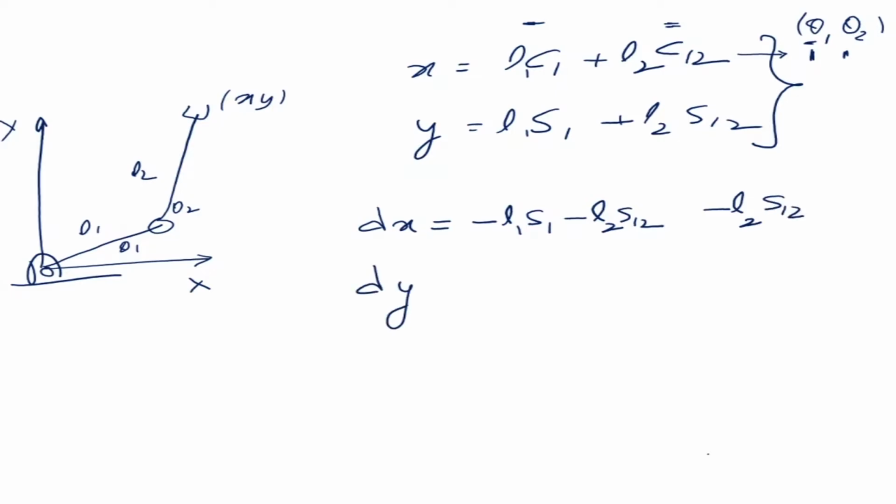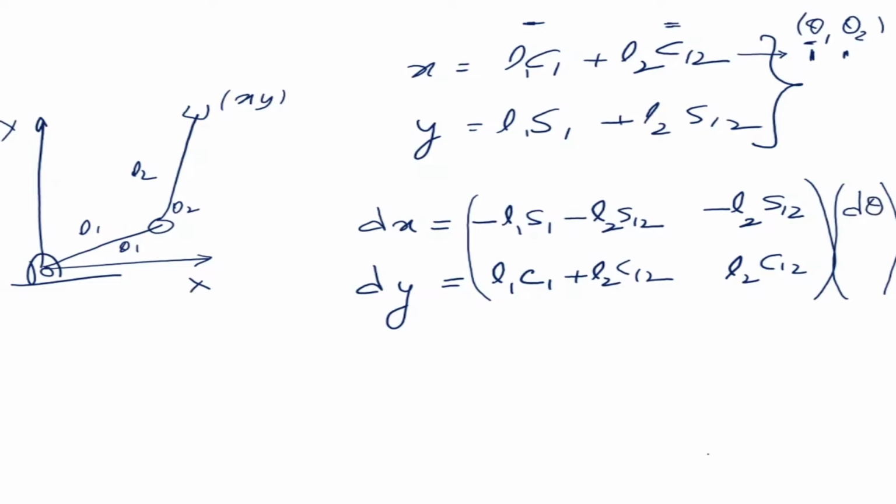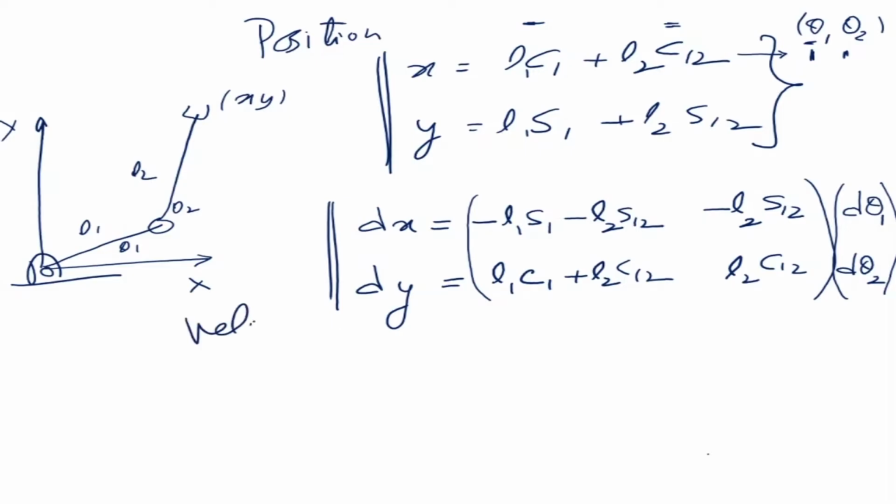Similarly, I take the derivative of y: dy is equal to L1 cos theta 1 plus L2 cos (theta 1 plus theta 2), and then with respect to theta 2, it becomes L2 cos (theta 1 plus theta 2). I'm writing it in matrix form, multiplied by d theta 1 and d theta 2. So this is my position relationship, and this is the velocity relationship. This is not average velocity. Please note that this is incremental velocity, in terms of dx and dy.